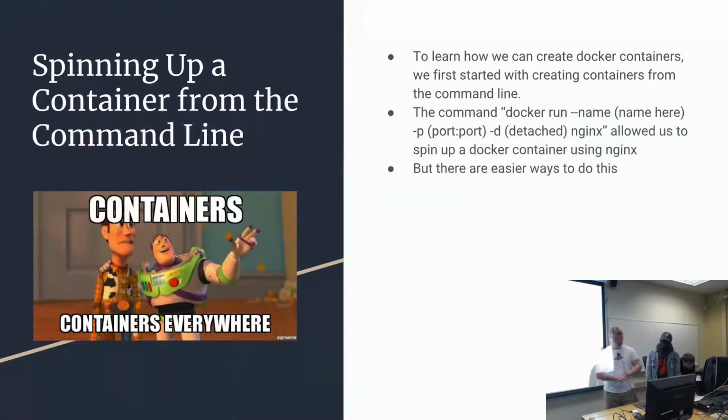All right, so to learn how we can create Docker containers, we first started with the command line. The command we used would be something along the lines of docker run, and then you'd input a name for your container. And then you'd define which port it was going to be running on. And then we ran it in detach mode, which allowed it to run separately. And we used Nginx to just test and make sure the container would spin up. And there are easier ways to do this.